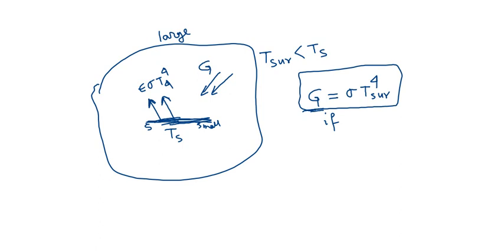Okay, I think it is clear: the surface on which this is coming is a small one, and where it is coming from is a very large one. Under that condition, this is the G which is falling on the surface. The radiation which is falling on a surface is called irradiation. So the irradiation falling onto the surface is sigma T surrounding to the power 4.